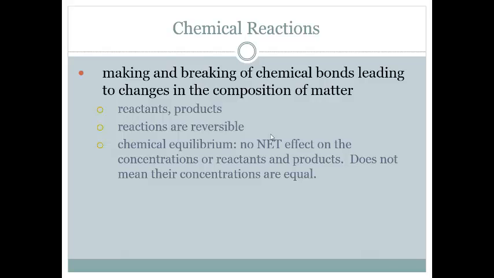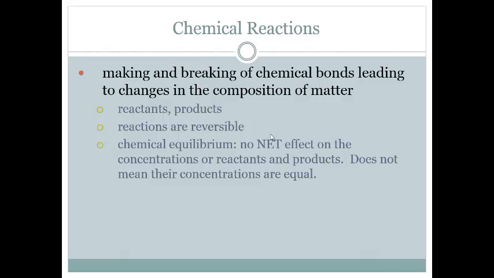Chemical equilibrium is going to be when a chemical reaction effectively ends. It's not when all the reactants are converted into products. That's not when a chemical reaction ends. But rather when there is no net effect on the concentration of reactants and products. This is because the reactions are reversible. They go in both directions.